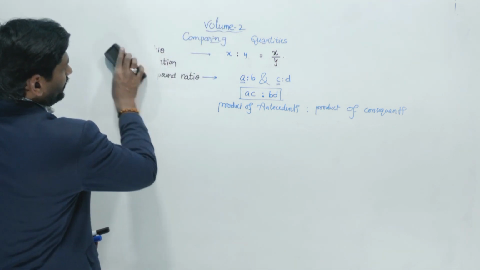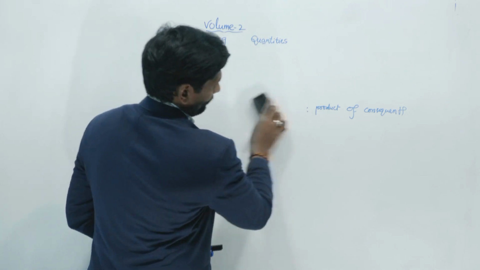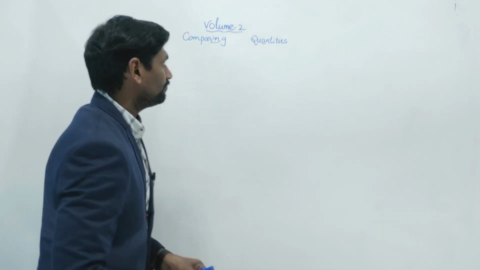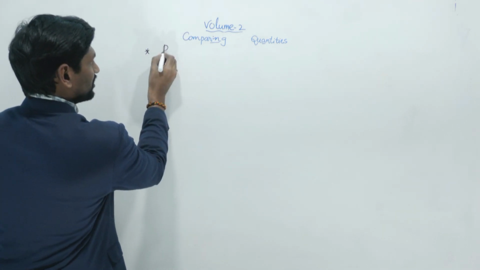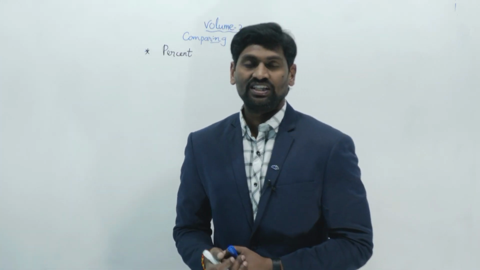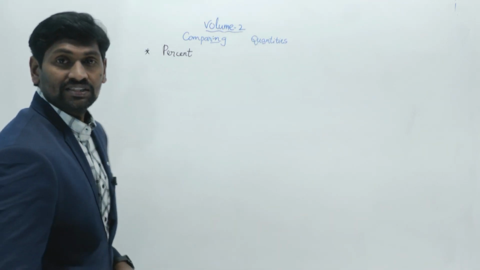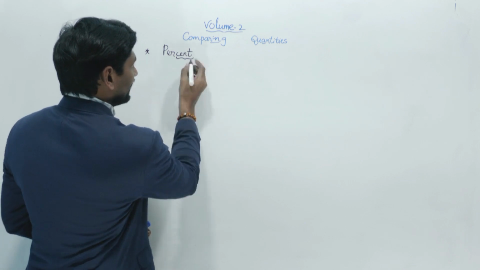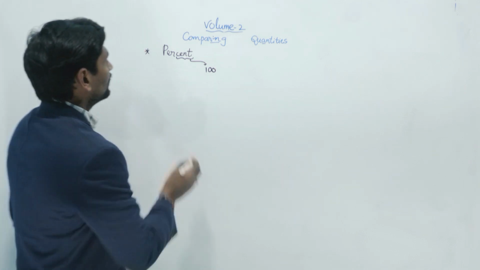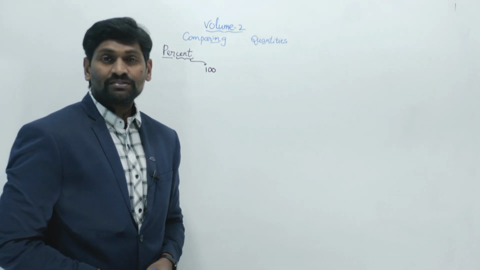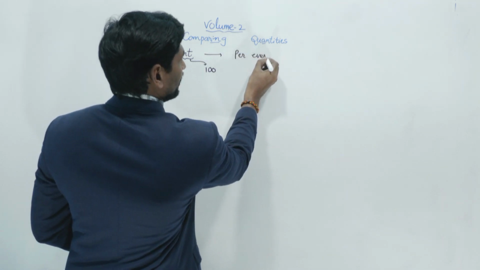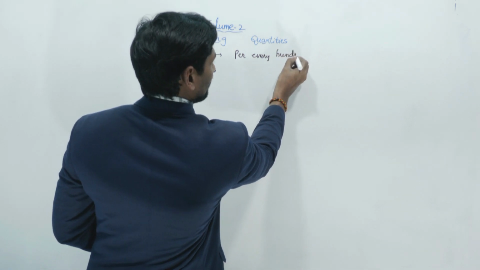Now let us go to the topic of percentages. What is percentage? When you observe the term percent, the last four letters, cent, give the meaning of century, that is 100. Percentage means per every 100.